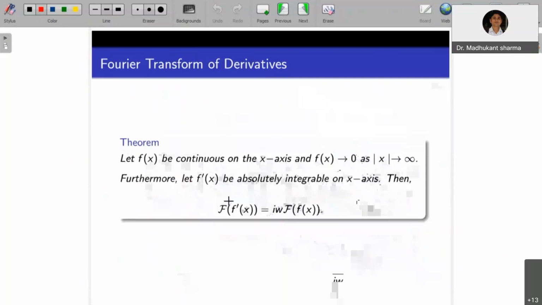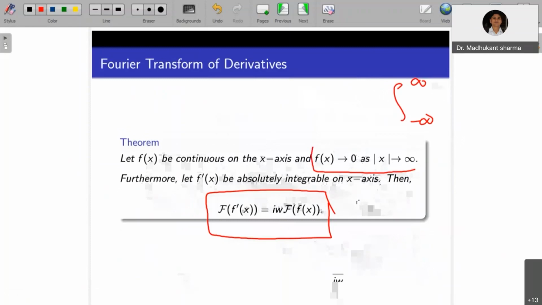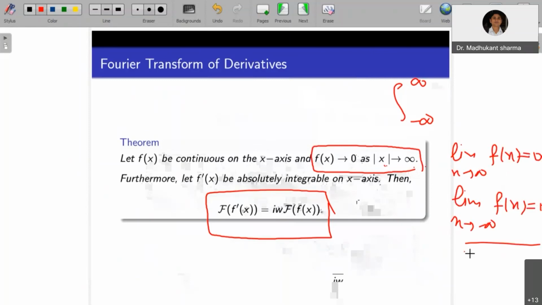Now the Fourier transform of its derivative. If you look back at the Fourier transform definition, you have the limit from minus infinity to plus infinity, so this condition is very much required: f of x should tend to 0 as mod x tends to infinity. What it means is that limit x tends to infinity, f of x is equal to 0, and limit x tends to minus infinity, f of x is 0. Both should be there.